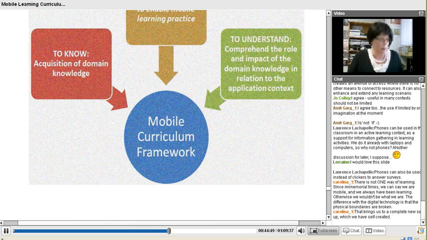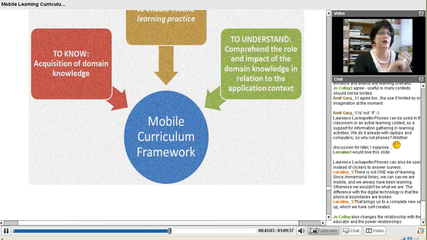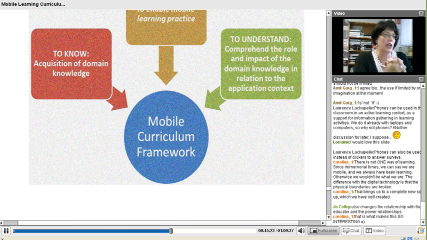The mobile learning curriculum is built on three premises. Firstly, to know, which is the acquisition of the main knowledge. To do, in other words, the skills to do mobile learning. And then to understand. The impact of domain knowledge in relation to the application context remains important. For example, the technology that comes loose: what on earth are we going to do with all this technology that is being thrown away on a two-yearly basis? What do we do with local knowledge? How do we facilitate the creation of local knowledge or the application of knowledge in a local personalized domain? So, not only should we know what mobile learning is, but we should be able to do it and to understand it.